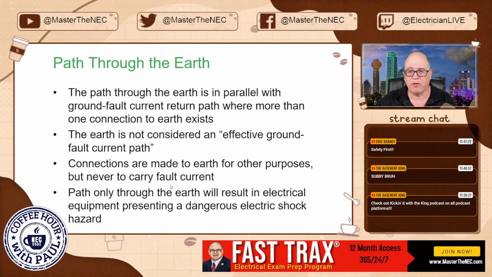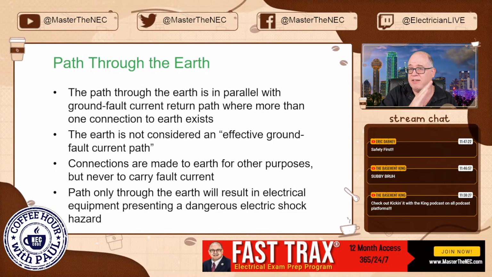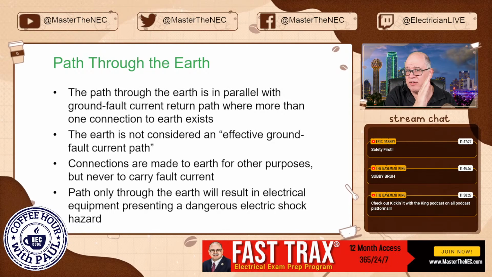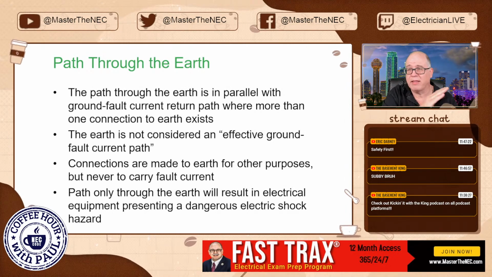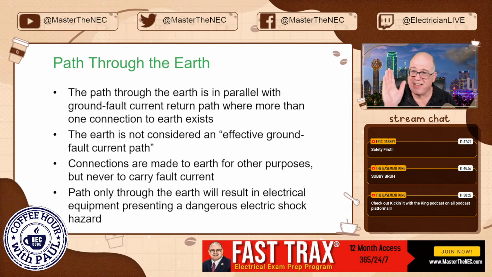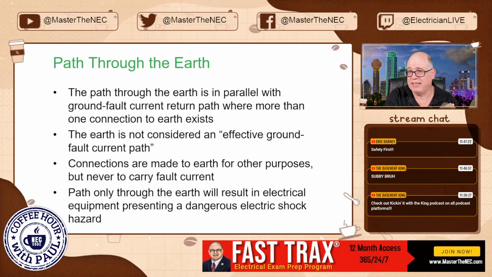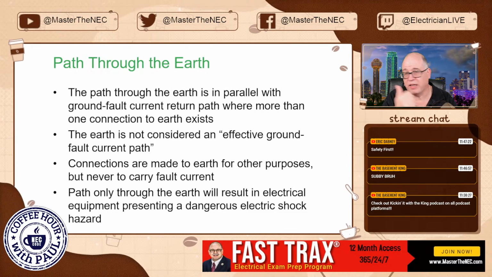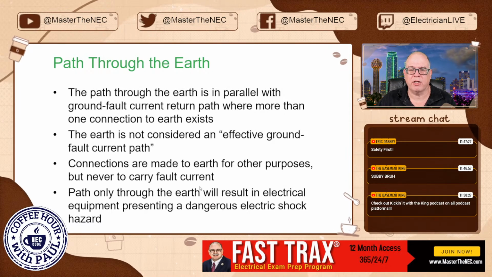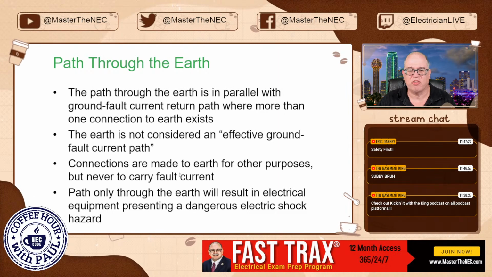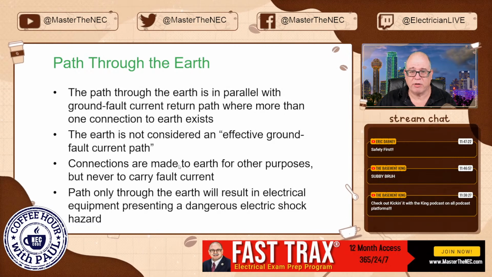Connections are made to Earth for, again, high to low voltage transients, for when you have high lines on low power lines, in case something like a car hits a pole. Lightning, get it to where it's intended to go to Earth. All of that, voltage stabilization, none of that has anything to do with what? None of that has anything to do with clearing an overcurrent device. None of it. Okay? A path only through the Earth will result in electric equipment presenting a dangerous shock hazard. Absolutely. Never ever think that you can pass through the Earth.